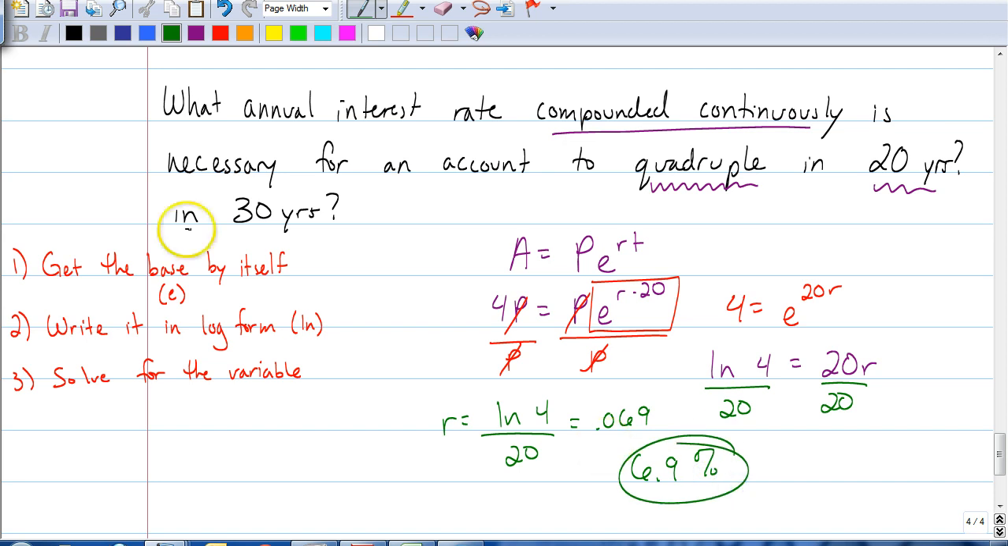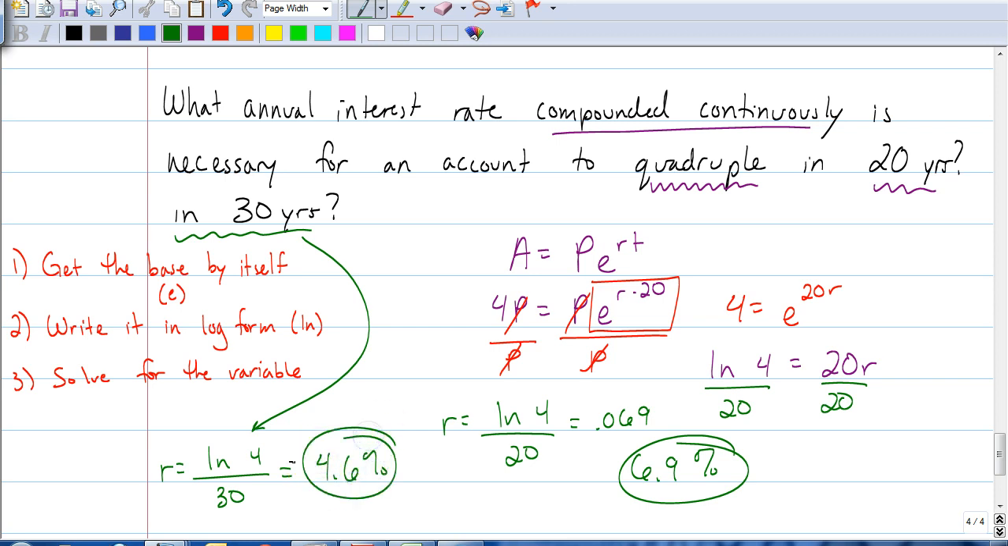Now, here's the deal. They ask us a follow-up question: what rate would we need if we wanted to quadruple in 30 years? Well, everything in this whole problem would be the same. The only difference is that our time would be 30. So all the way down to here, it would be the same equation. So what we would do is take the natural log of 4, because it's being quadrupled, divided by 30. And this time when you do that, you get a smaller percentage rate because it's going to take more time. So you get 0.0462, which we can round as a percent to 4.6%.